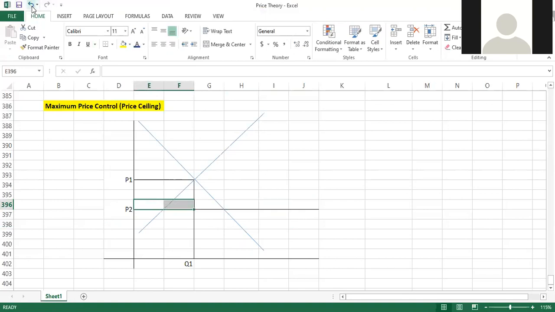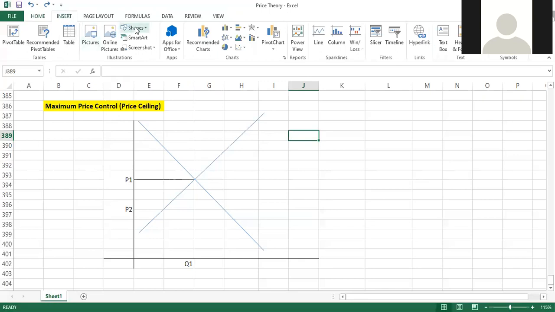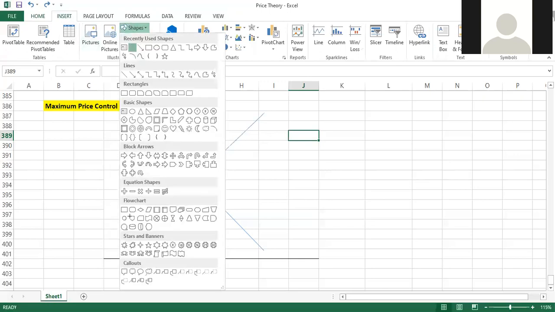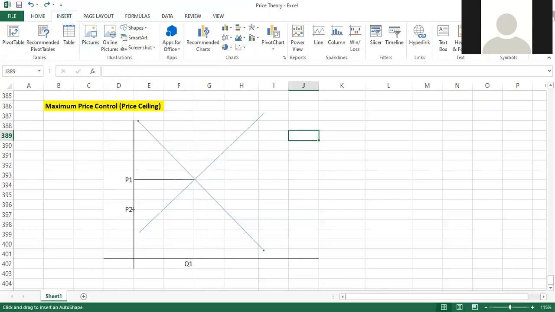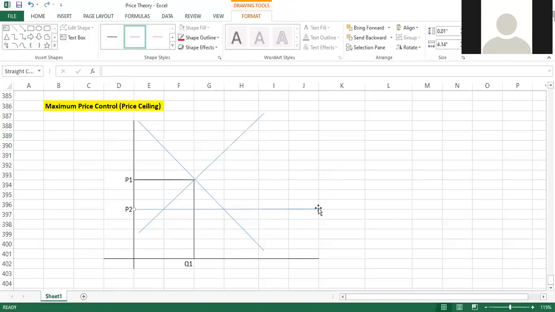Now, as a result of that, what will happen? What will happen as a result of this maximum price? There will be excess demand in the market. Immediately there will be excess demand in the market as a result of that maximum price. As soon as the maximum price is introduced, there will be excess demand, a shortage in the market.